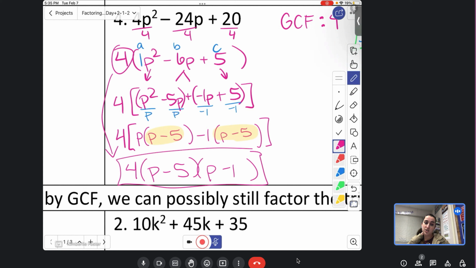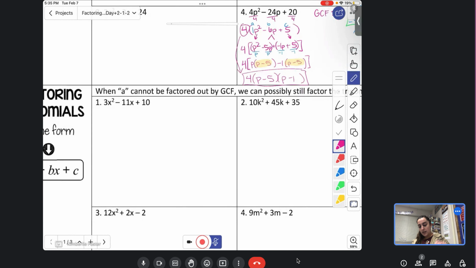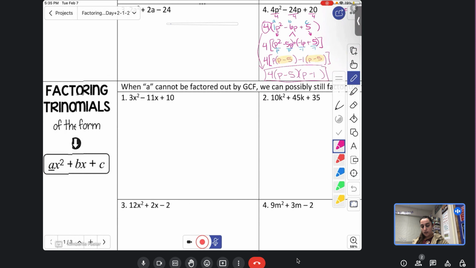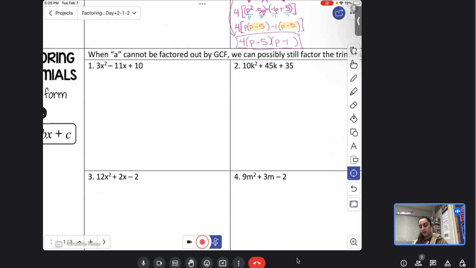I know we're still a little bit shaky with this. We've only done it for one day. So today we're kind of getting more into it. But now I want us to notice a is not going to be 1 every time. Okay, so if we look at all these examples, I can see a is 3. Here, a is 10. I do want us to notice on number 2, though, we're going to have a GCF.